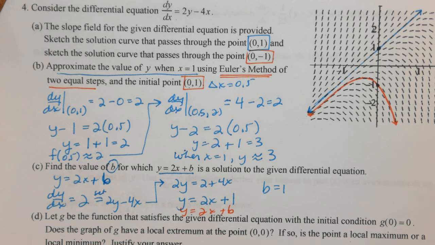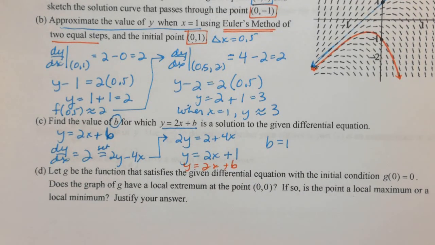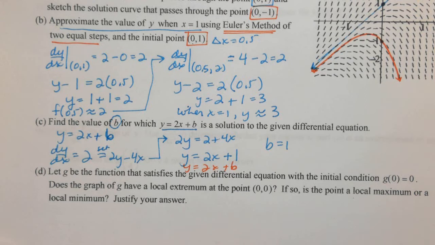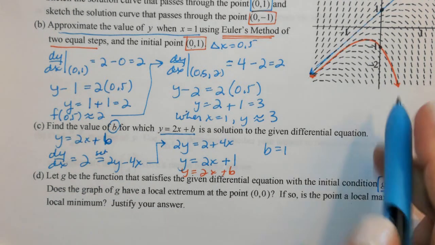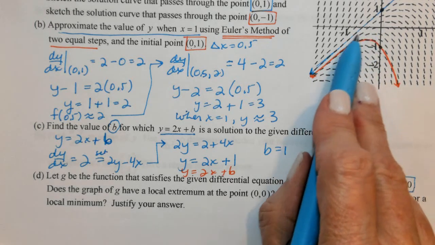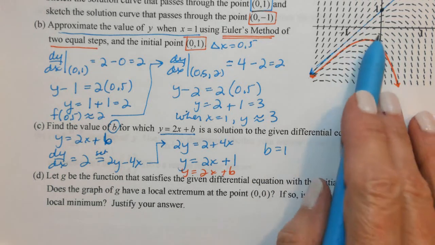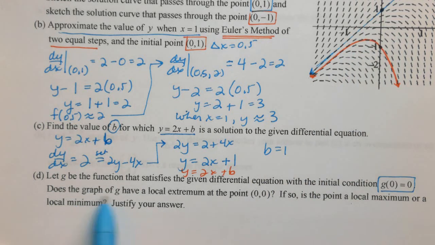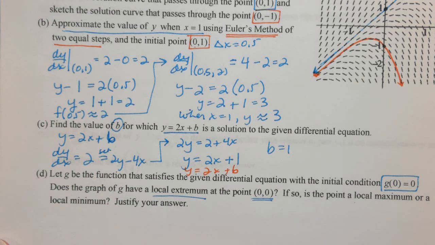All right, let's see. Part D. Let g be the function that satisfies the given differential equation with initial condition 0, 0. So that would be this curve. I can see the curve. I don't know the equation of the curve, but I can see it. Does g have a local extremum at the point 0, 0? If so, is the point a local max or a local min?